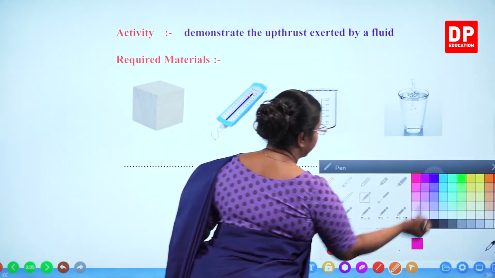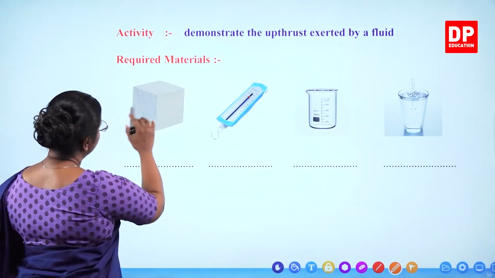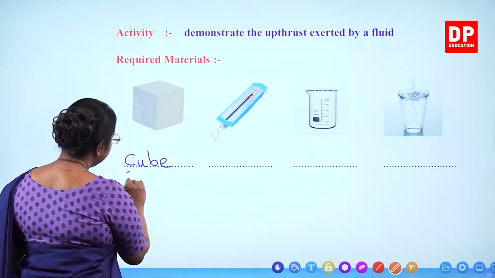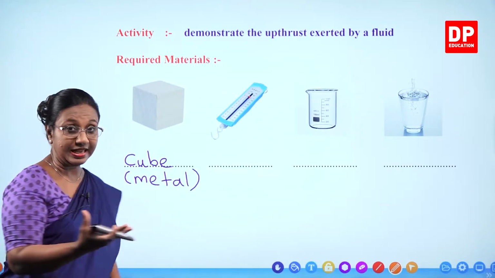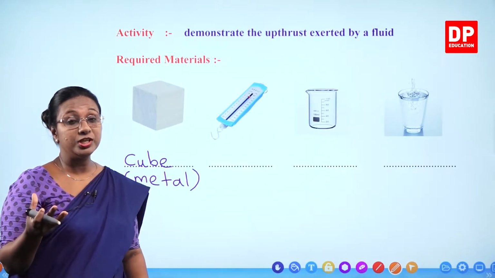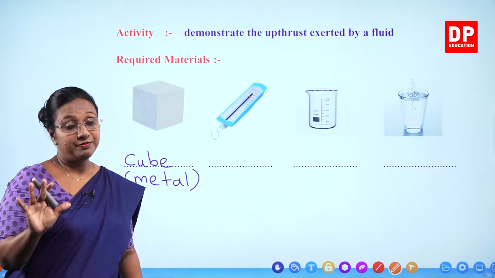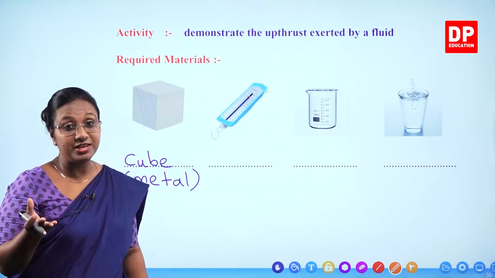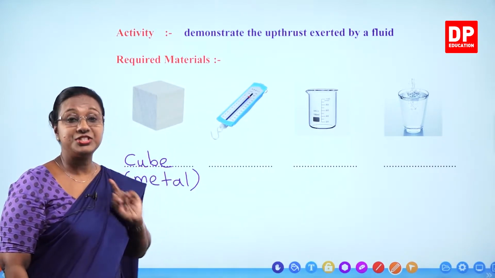So to do this activity, we need the following materials. First, we need a cube. If it is metal, it's better because it has more weight. Usually you all know that a wooden cube tends to float in water. But if we take a metal one, it usually sinks in water and it's heavier. So it's easier to get the reading and understand the changes.